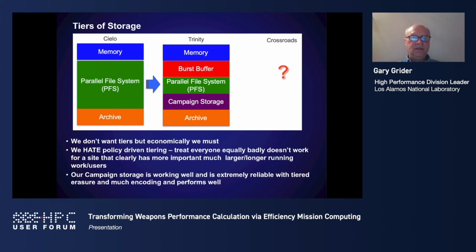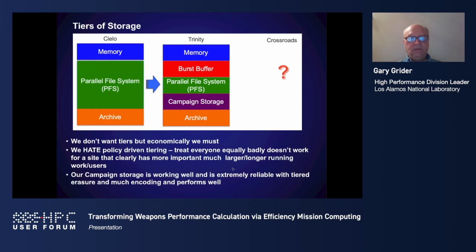Remember that I said that Trinity had a burst buffer. Just to remind you, the system we had before that, called Cielo, did not have a burst buffer. It just had memory, parallel file system, and archive, which is how things worked for a very long time, since the mid-90s. We added the burst buffer, which was a flash tier. We also added the campaign store, which was a slow disk tier, and then we had the archive.